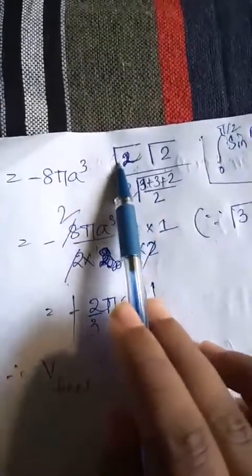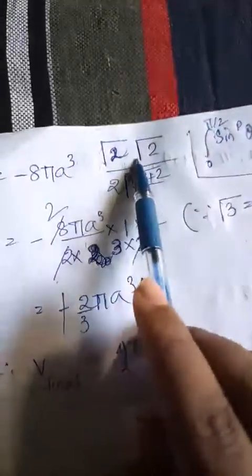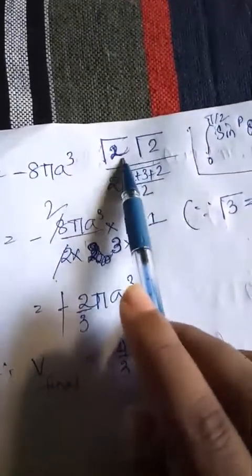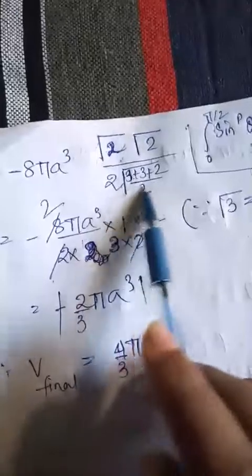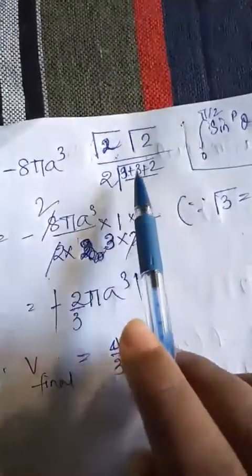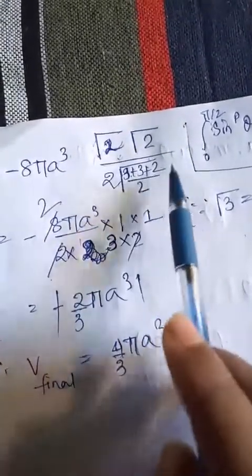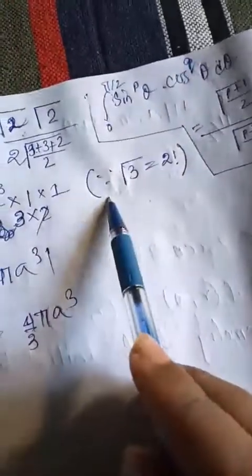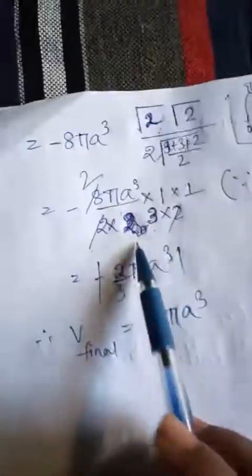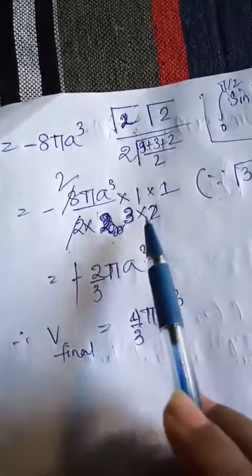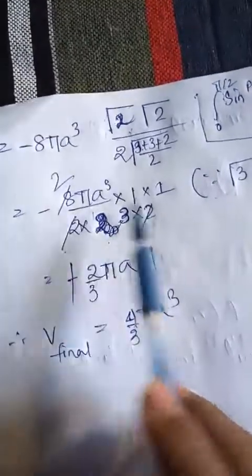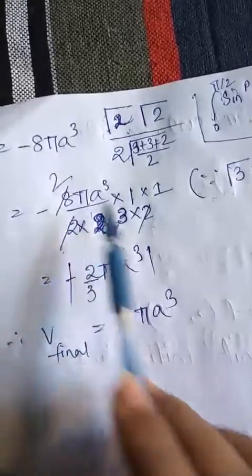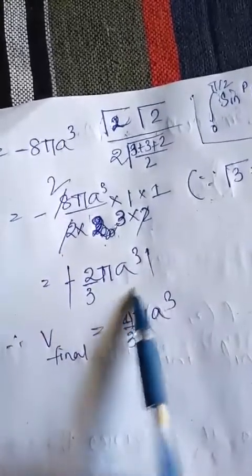This is sin cubed theta, so (3+1)/2 is 2. So gamma 2 times gamma 2 divided by gamma of (3+3+2)/2, which is gamma 4. As we all know, gamma 3 is equal to 2 factorial, so gamma 4 is equal to 3 factorial, which is 3 multiplied by 2, and so we get 2/3 pi a cubed.